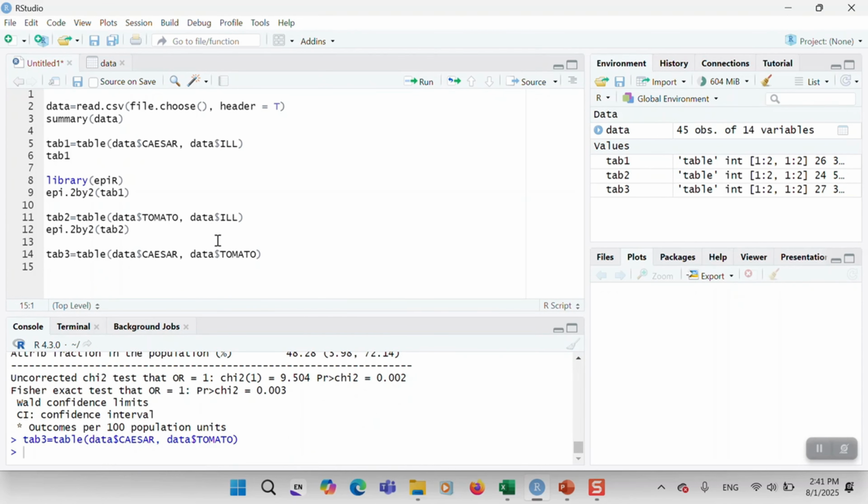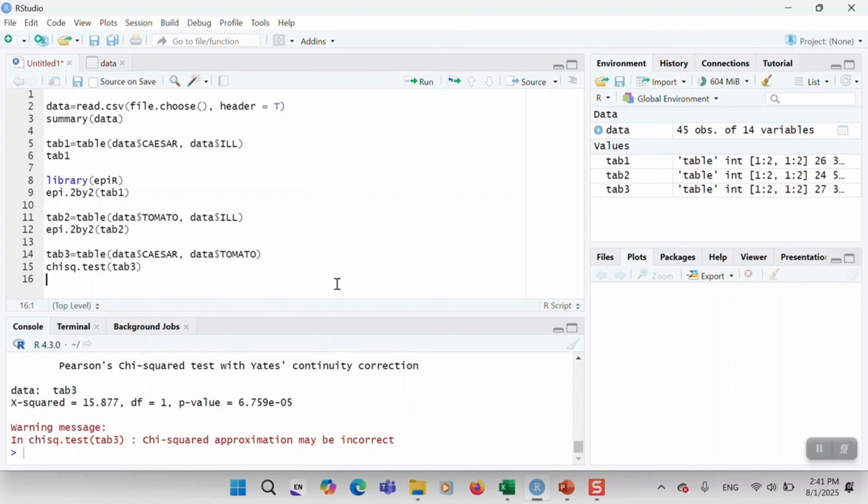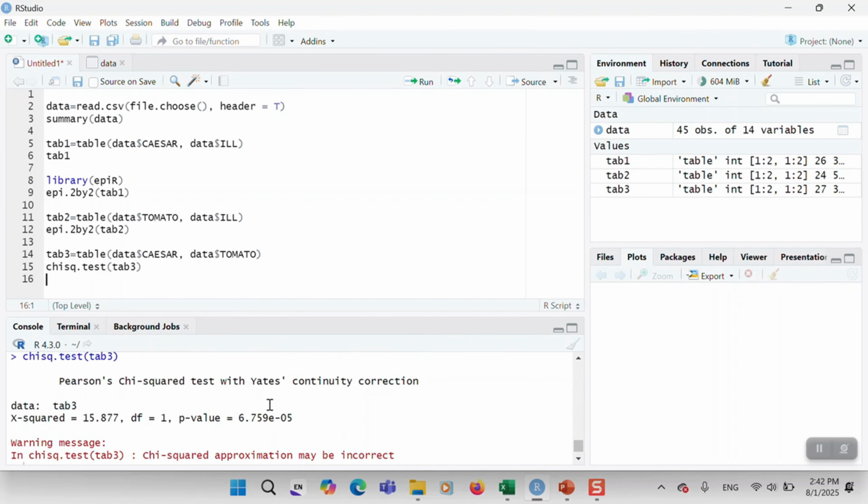So since both of these are categorical variables, if we want to investigate the relationship between two categorical variables, we use the chi-square test, right? So chi-square for tab 3 and run. As you can see, it used the Yates continuity correction for chi-square, and the p-value is very, very small. So it suggests that there is a strong association between Caesar salad and tomato salad.